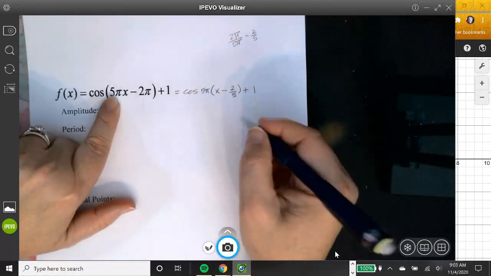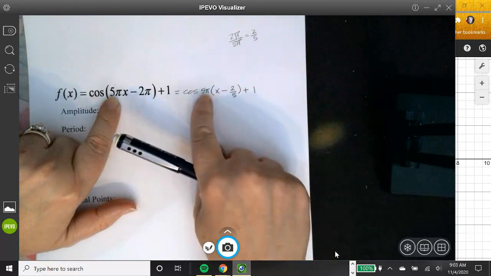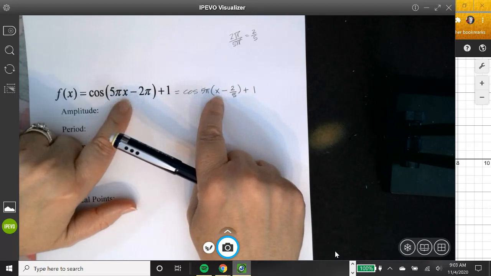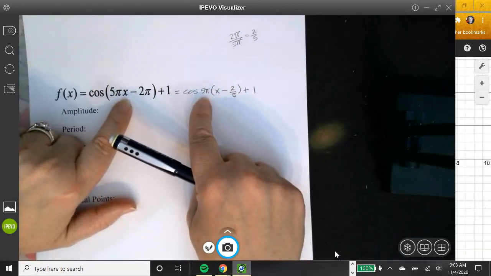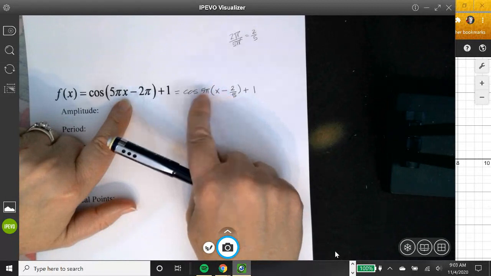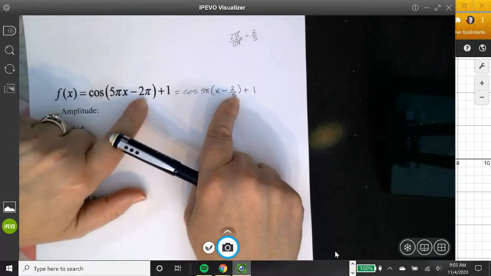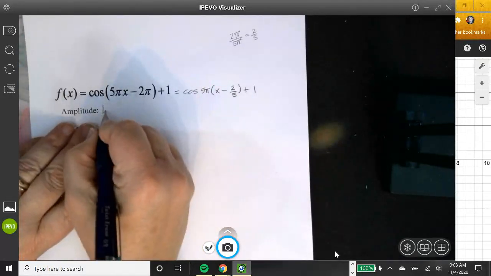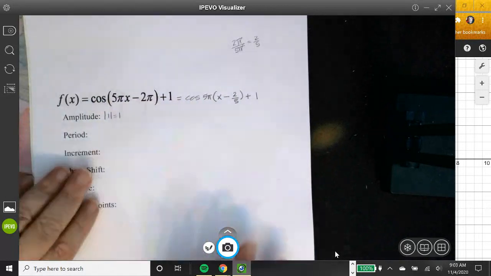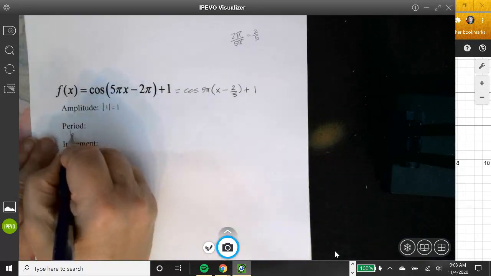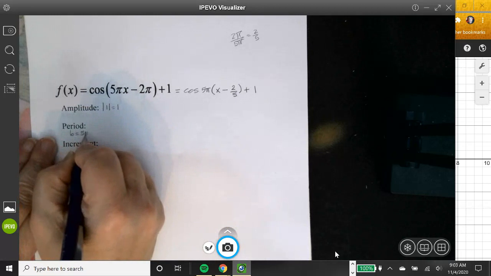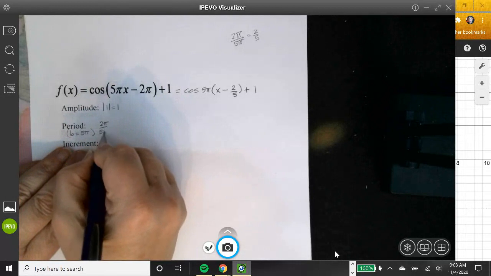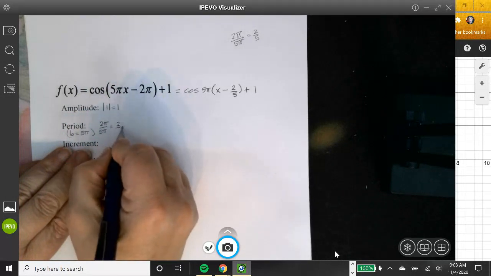Plus 1. Now, how do we know we're right in that? Well, we can redistribute, right? So what happens when I multiply 5 pi times x? I get 5 pi x. Now what happens when I multiply 5 pi times 2 over 5? Well, the 5's cancel and I get 2 pi. So it works. That's okay. So what's the amplitude here? Well, the amplitude nicely is absolute value of 1, which is 1. The period factor in this case is equal to 5 pi. Gross. So the period is going to be 2 pi over 5 pi, which is 2 over 5.